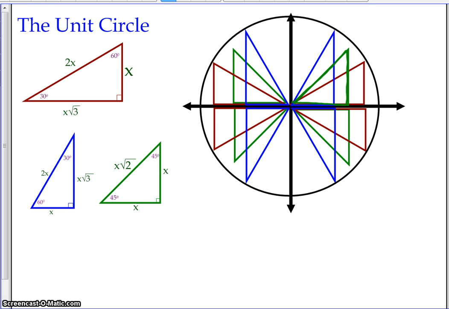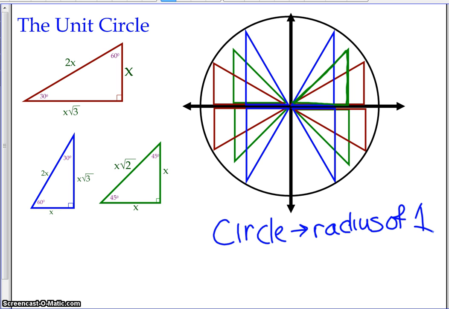In other words, we made a circle where the radius was always 1. A circle of radius 1. That would mean this was 1 unit. If this were the 45-degree triangle, for it to come all the way to the end, it would also have to be 1 unit. And for this red line to come all the way to the end, it'd have to be 1 unit.